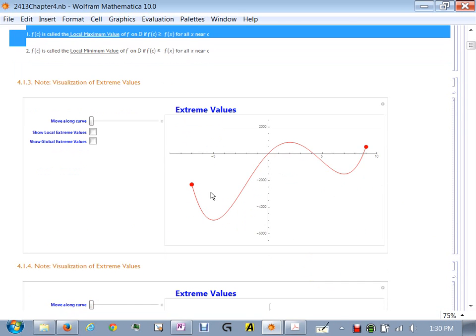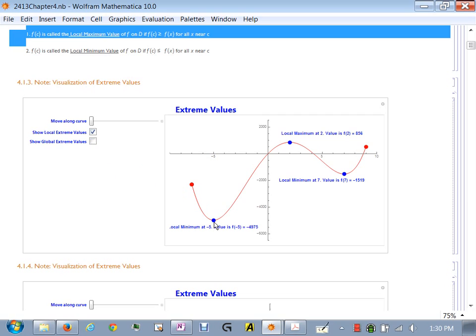So take a look at this function. I have this function defined on a closed interval, meaning it starts here and it ends here. There's not arrows representing the function keeps going in that direction forever. These two points are what? These are two endpoints. Okay, let's look at the local extremes, the local extreme values.